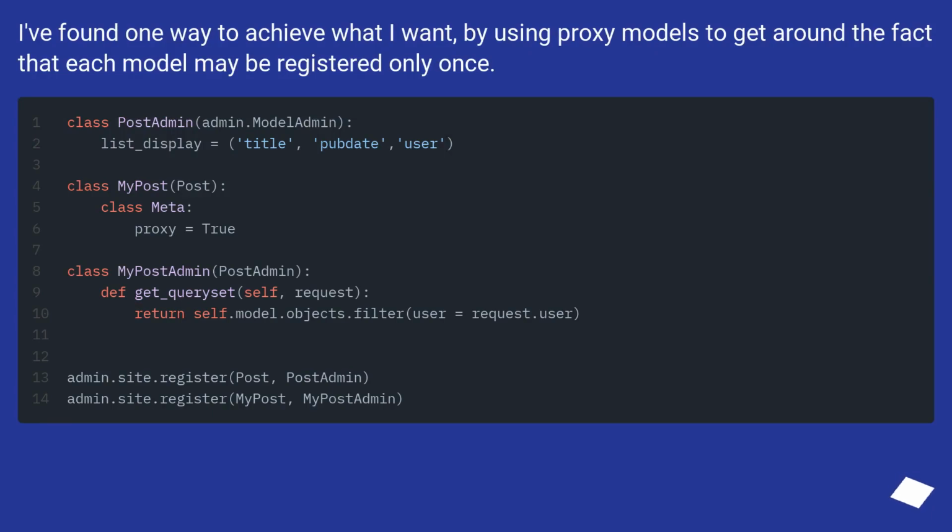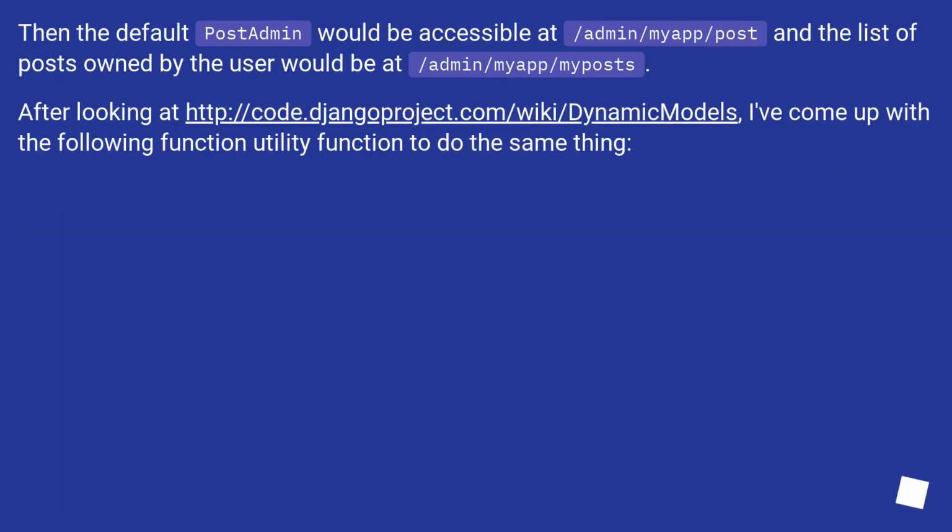I found one way to achieve what I want, by using proxy models to get around the fact that each model may be registered only once. Then the default post admin would be accessible at /admin/myapp/post and the list of posts owned by the user would be at /admin/myapp/myposts. After looking at this URL, I've come up with the following utility function to do the same thing.